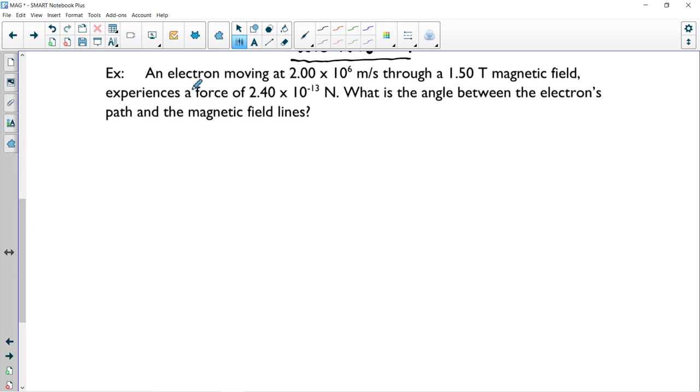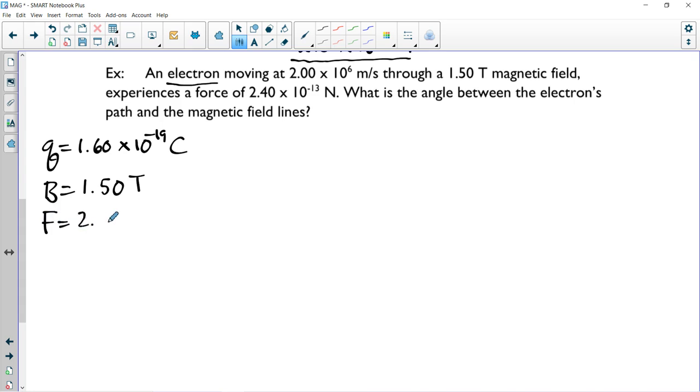So again, we have an electron, so we know our Q. Q is 1.60 times 10 to the negative 19 coulombs. It's going through a magnetic field of 1.50 Tesla, and it experiences a force of 2.40 times 10 to the negative 13 newtons. And it says, what is the angle between the electron's path, so that's theta, and the magnetic field lines?